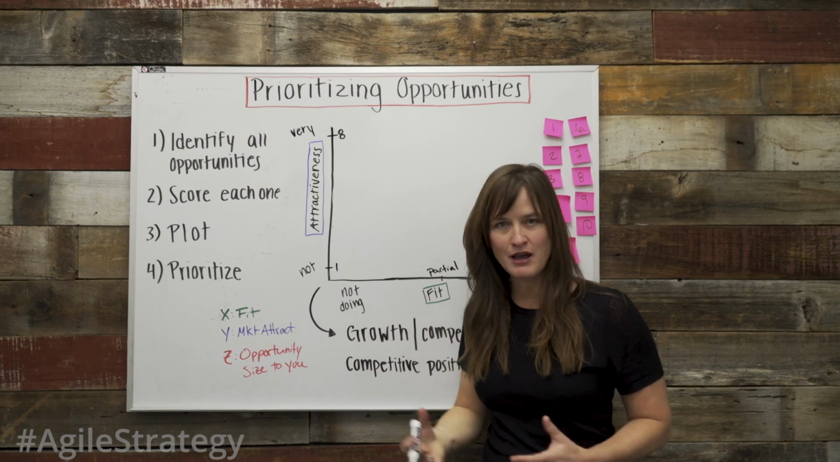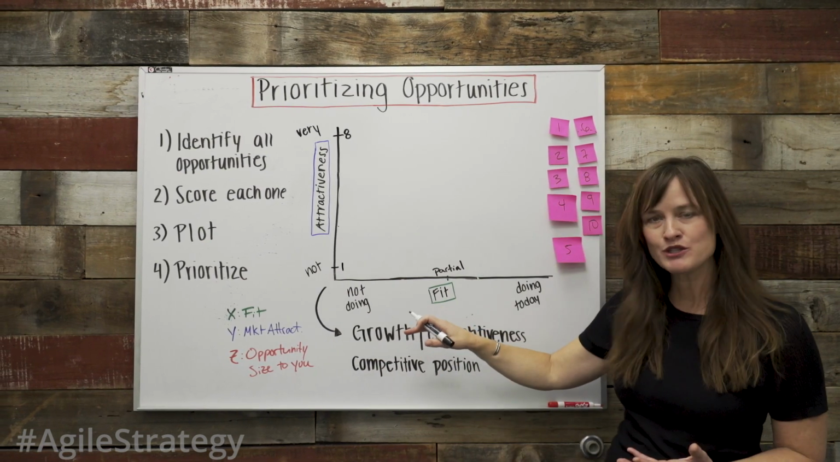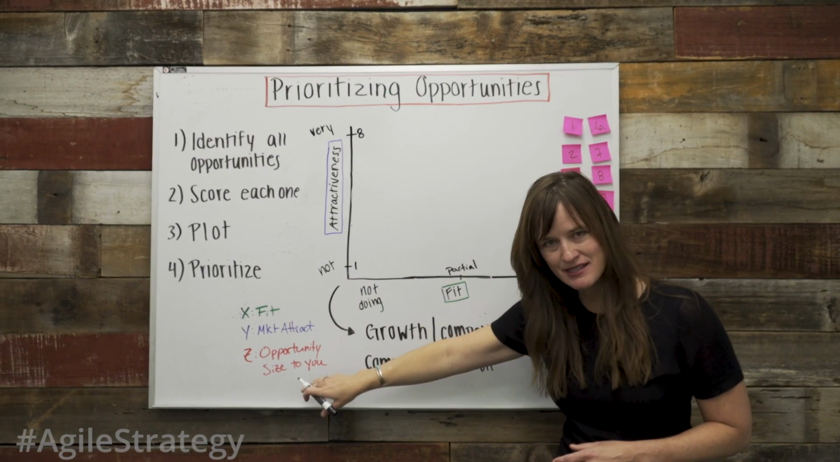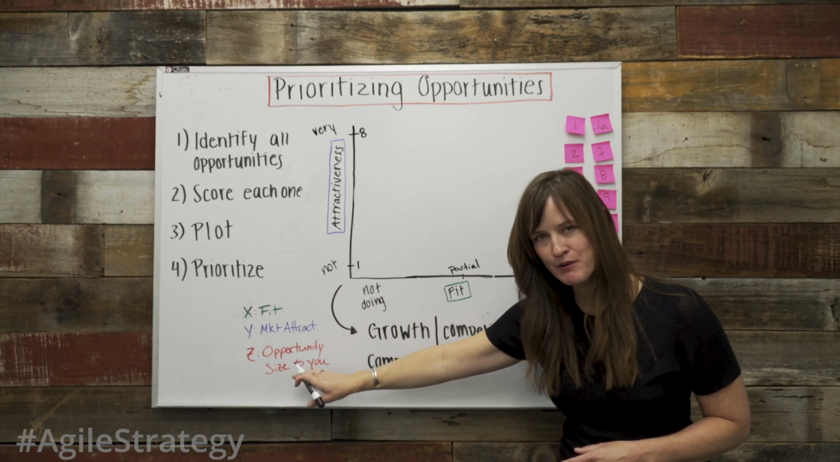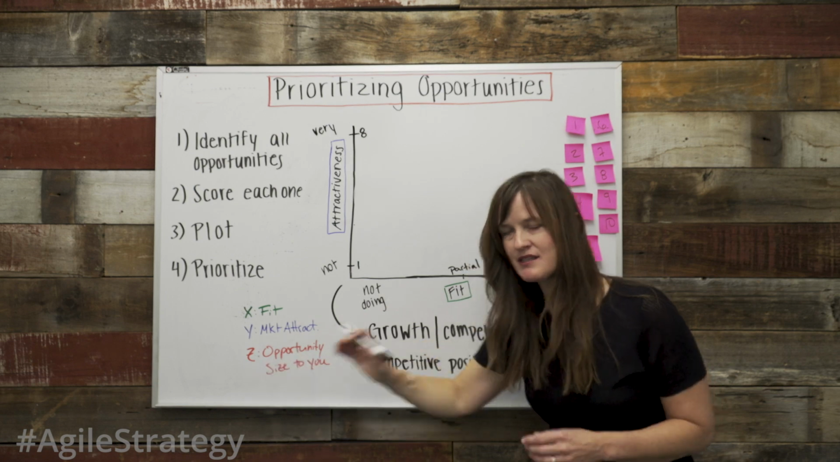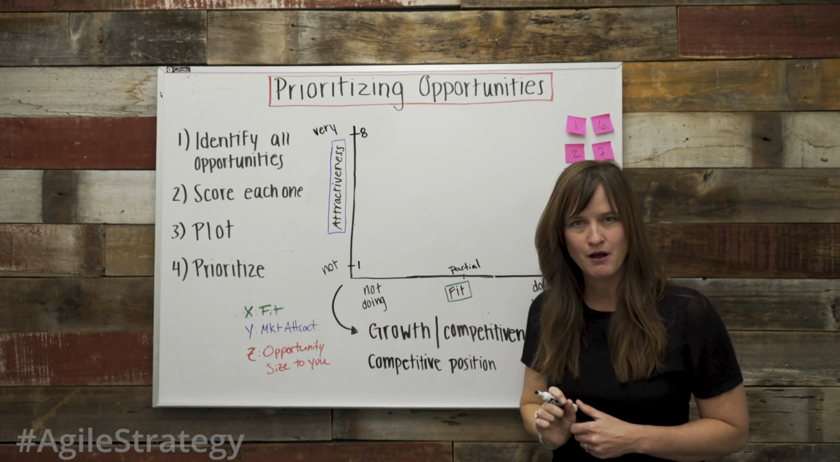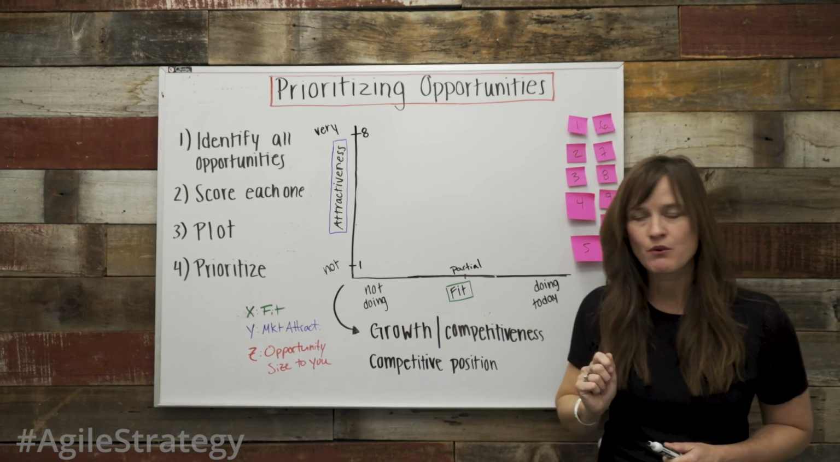Number 2, you're going to score each one and then plot it. You can do that all at the same time. So how do we do that? There are 3 axes: fit, market attractiveness, and the size of the opportunity. In case you're wondering what Z is, that is the size of the bubble that we're about to put up on the board. So let's just play one out.